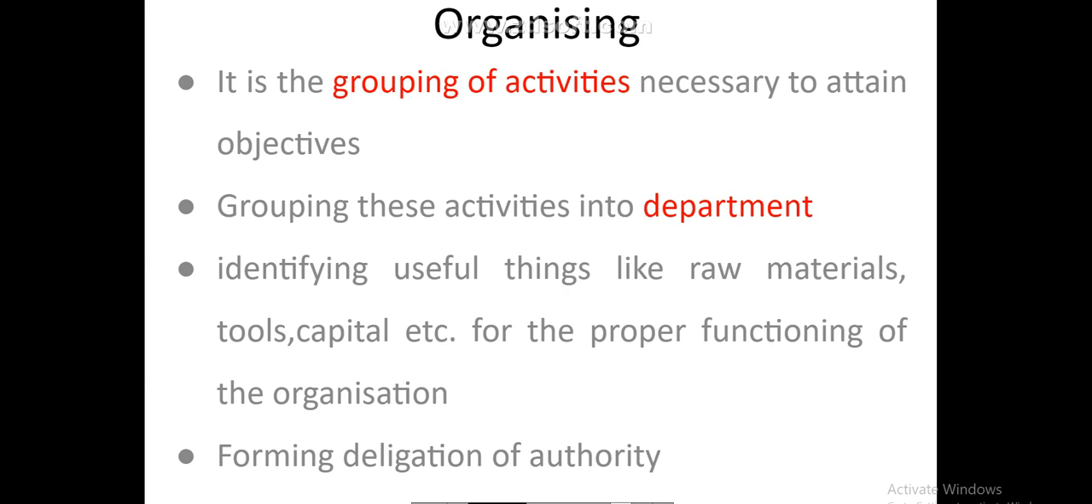Some people will form a core committee, right? They form different committees, and based on the committees, roles will be assigned to people, and for every committee there will be one head, and under that head again there will be so many students involved. So what we do in organizing is the grouping of activities necessary to attain those objectives. So we have to group the activities, who will be doing what, so that our goals can be accomplished. Grouping these activities into departments.